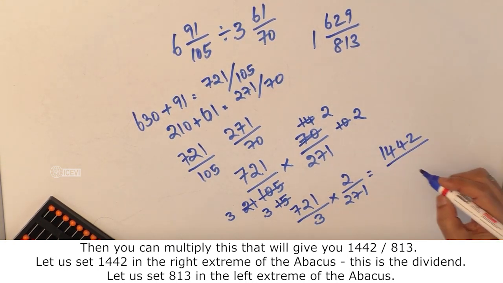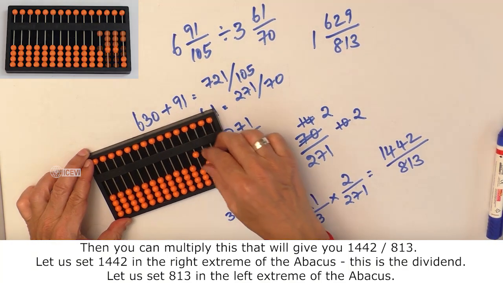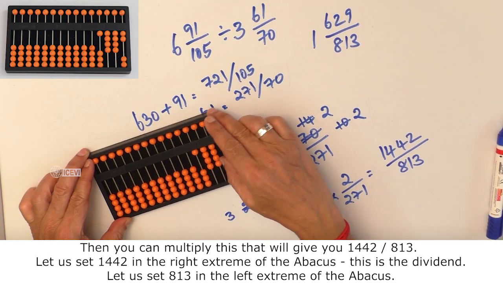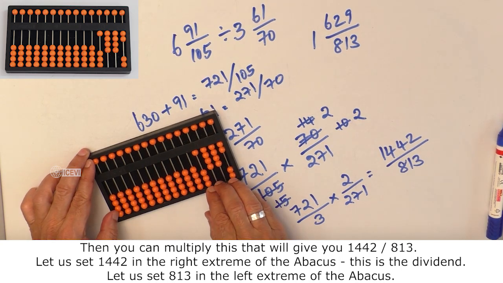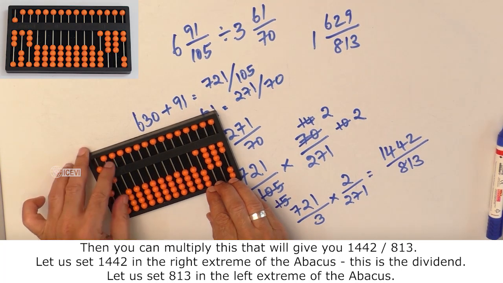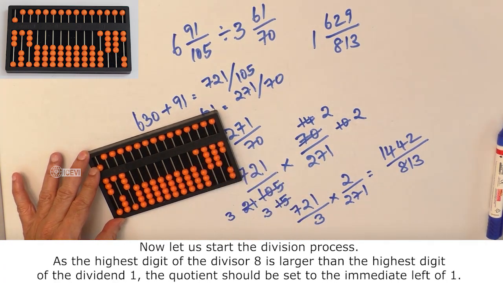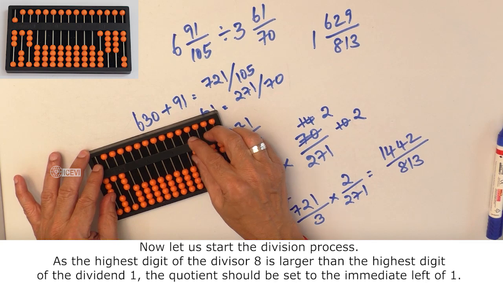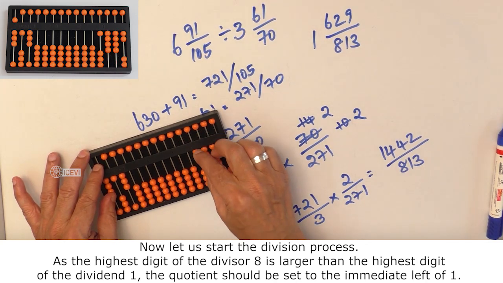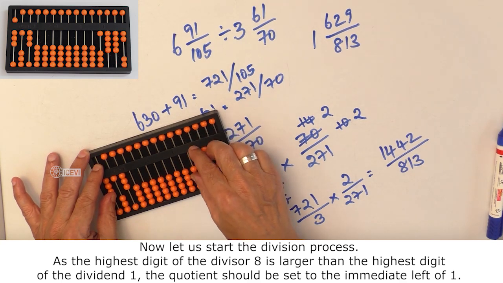1442 divided by 813. Let us set 1442 in the right extreme of the abacus. This is the dividend. Let us set 813 in the left extreme of the abacus. Now let us start the division process. As the highest digit of the divisor, 8, is larger than the highest digit of the dividend, 1, the quotient should be set to the immediate left of 1.